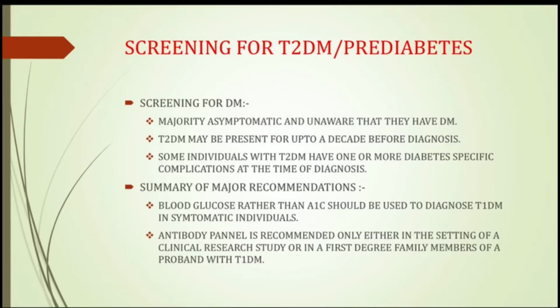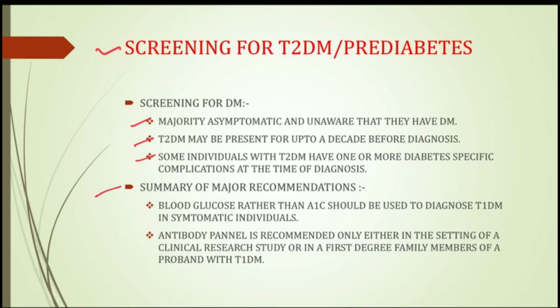So now we will talk about the screening for type 2 diabetes mellitus and pre-diabetes. Whenever we do screening for diabetes, the majority of patients are asymptomatic and are unaware that they have diabetes mellitus. Type 2 diabetes mellitus may be present for up to a decade before diagnosis. Also some individuals with type 2 diabetes mellitus have one or more diabetes-specific complications at the time of diagnosis.